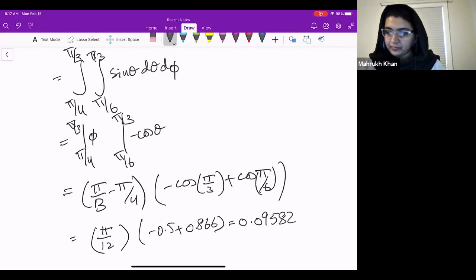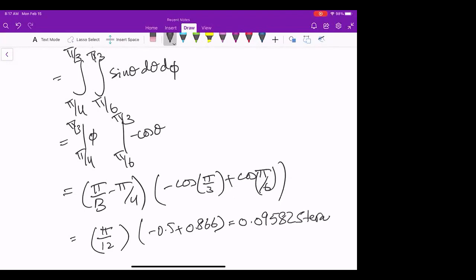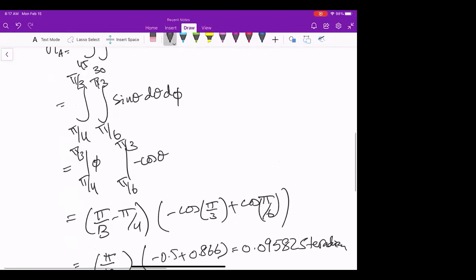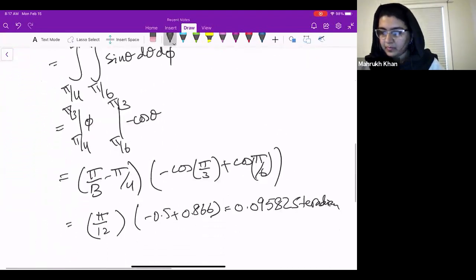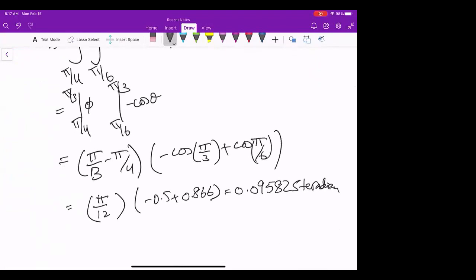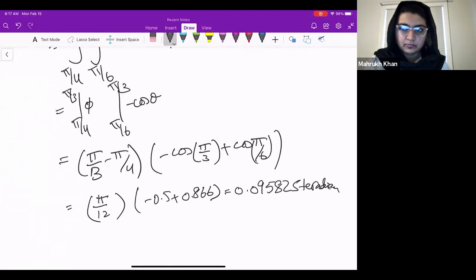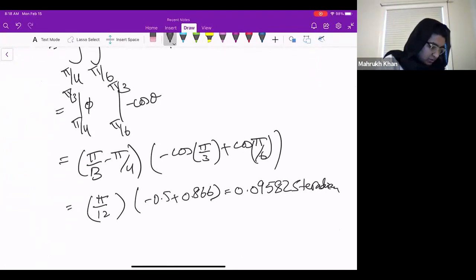So when you do this, it will become pi by 12, and this is minus 0.5 plus 0.866, which will become... Hey, professor. Yes? For the phi, was it pi over 4 and pi over 3? Just checking my notes. Let me check. Yes, I think so. Okay, all right, just making sure. So if you want to convert it to degrees, you can do that by multiplying by 180 by pi. So it's okay.